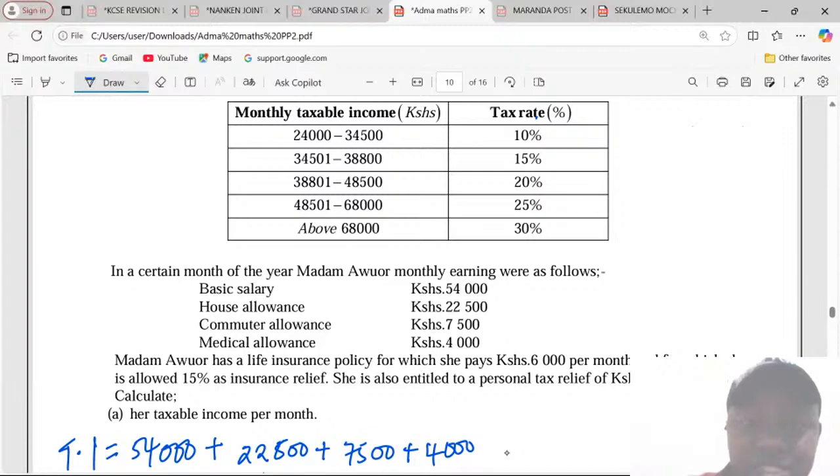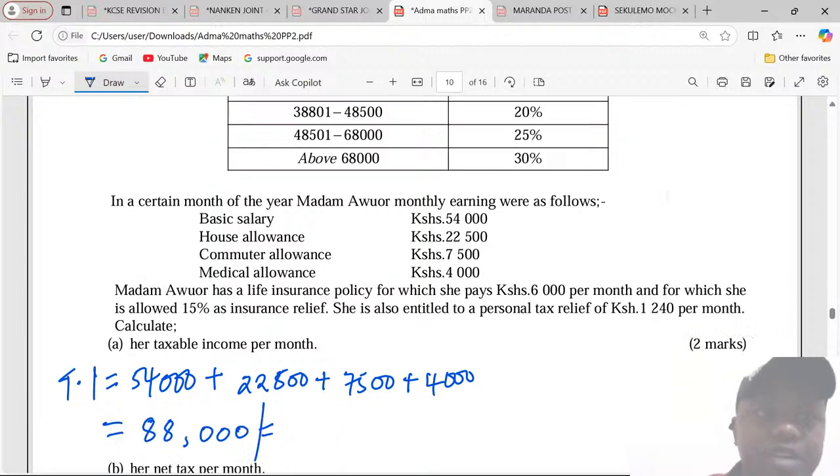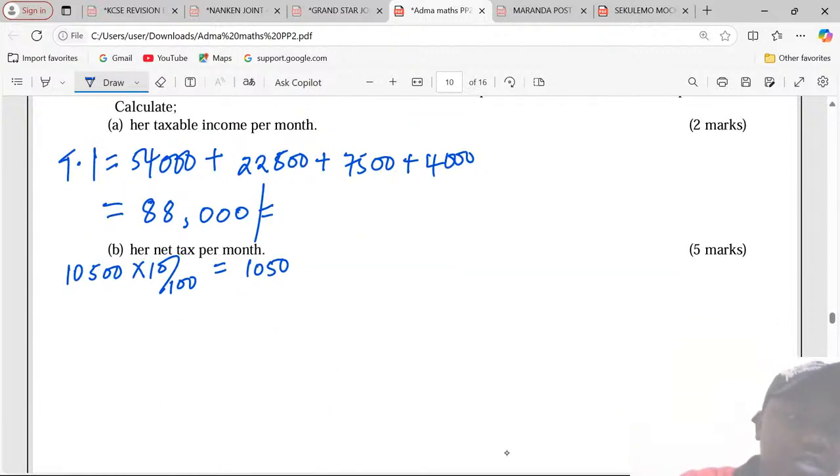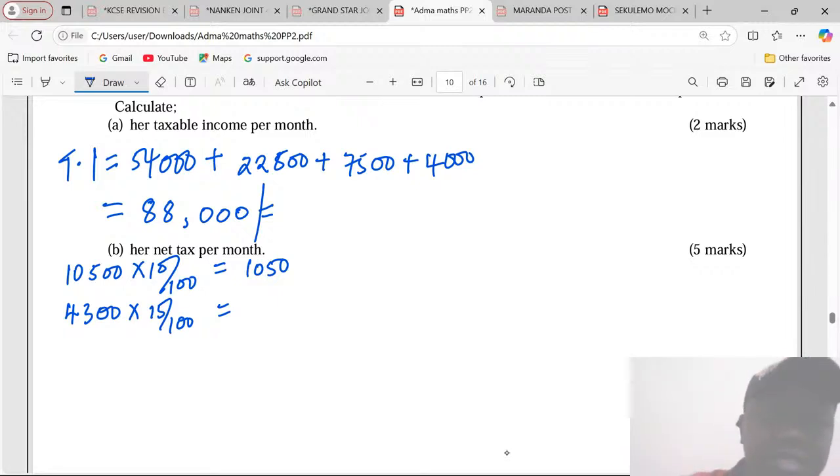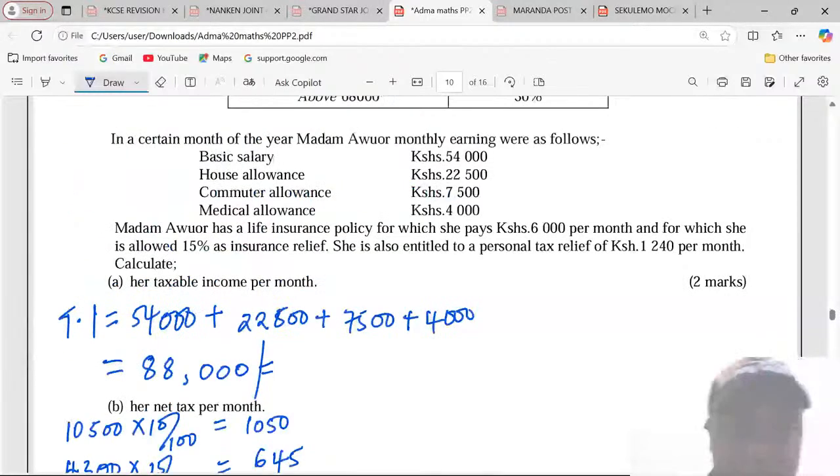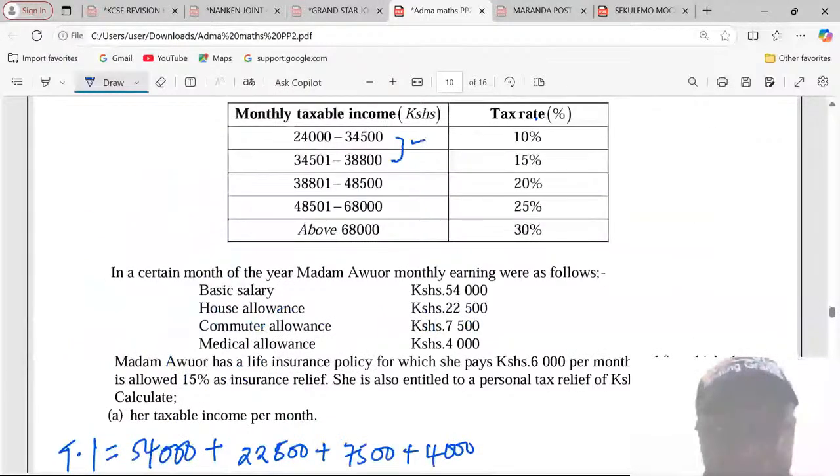What about in the next? We have to subtract. The next we pick 38,800. We subtract 34,500. This shall be 4300. Hoping that I have computed it very well. At a rate of 15%, this shall be 645. A tax of 645.